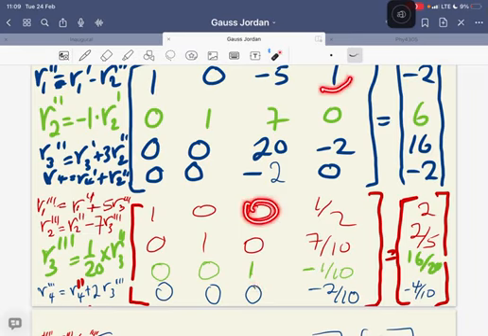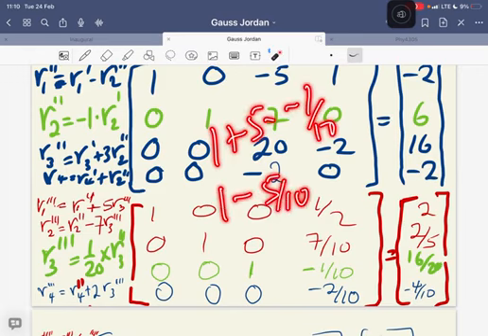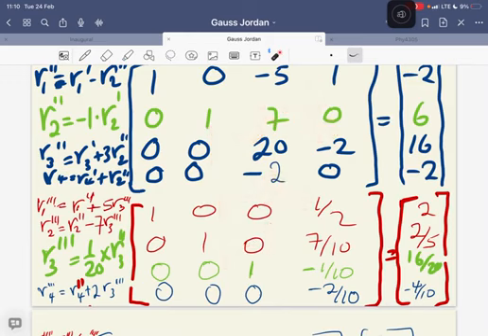Then 1 plus 5 times minus 1 over 10. So 1 plus 5 times minus 1 over 10 is just 1 minus 5 over 10, which is 1 minus 1 over 2, which is 1 over 2. So that is 1 over 2.